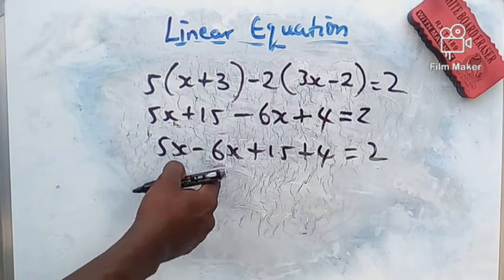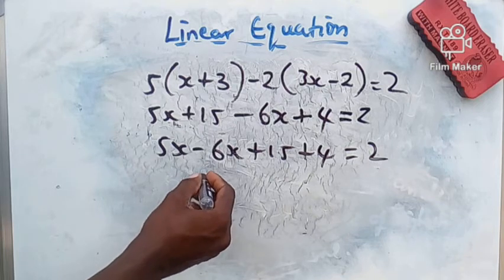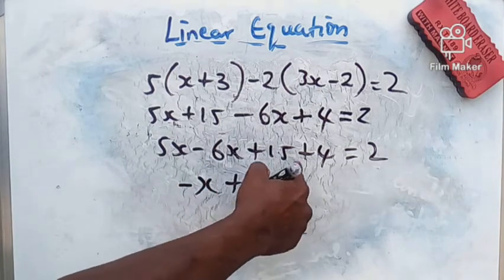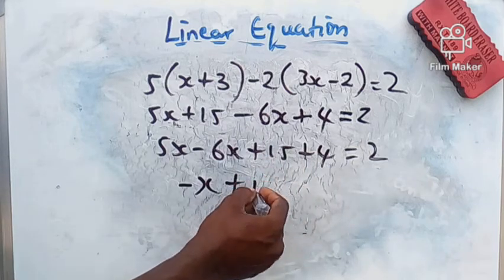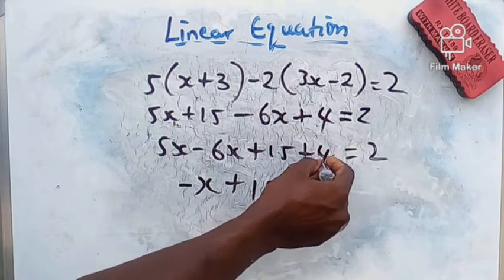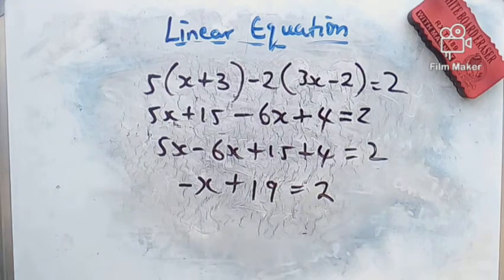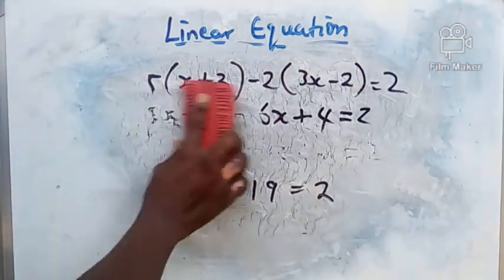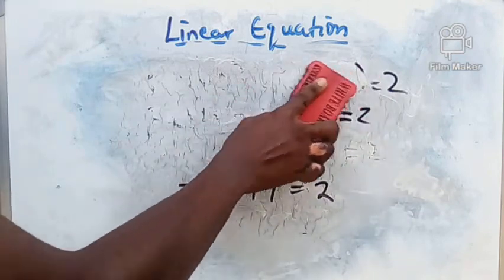5x minus 6x will give me what? Minus 1x, that is minus x. Then plus 15 plus 4 will simply give me what? 19, and that is equal to what? 2. So what's the next stage? Now we have reduced this thing into a very simple form of the equation. So we will continue to explore.